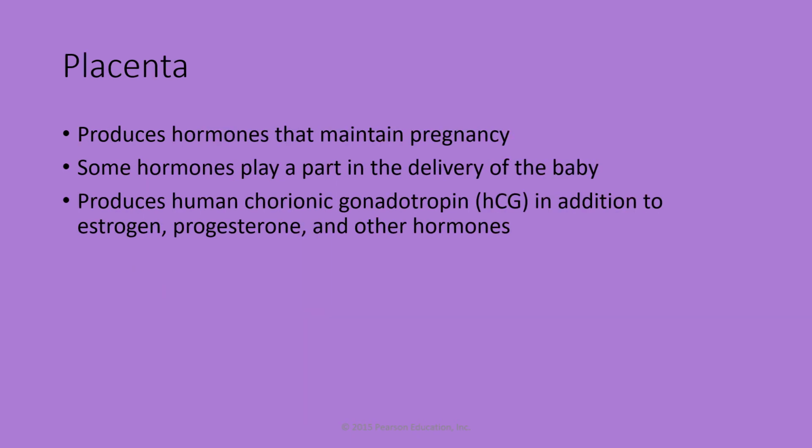The placenta, when a woman is pregnant, the placenta is going to help to maintain the pregnancy. It will produce these hormones, and that's how it's able to maintain the pregnancy. The placenta is not formed immediately. It does take several months for it to be completely formed and take over. Some of the hormones eventually will play a part in the delivery of the baby. It produces human chorionic gonadotropin, or HCG. It will also produce estrogen, progesterone, and other hormones, helping to maintain the balance, to maintain that pregnancy.